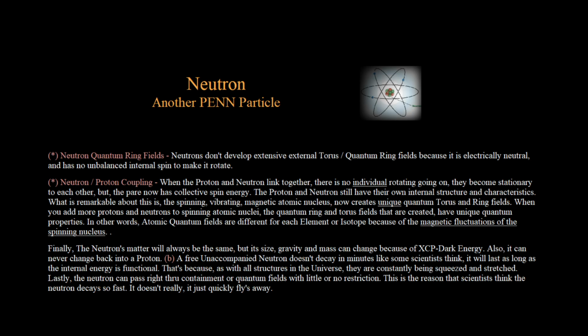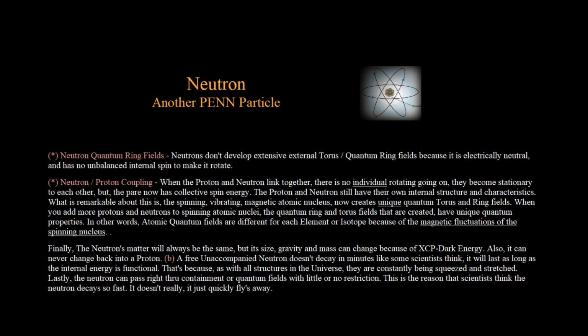Neutron-proton coupling. When the proton and neutron link together, there is no individual rotating going on, they become stationary to each other, but the pair now has collective spin energy. The proton and neutron still have their own internal structure and characteristics. What is remarkable about this is, the spinning, vibrating, magnetic atomic nucleus now creates unique quantum torus and ring fields. When you add more protons and neutrons to spinning atomic nuclei, the quantum ring and torus fields that are created have unique quantum properties. In other words, atomic quantum fields are different for each element or isotope because of the magnetic fluctuations of the spinning nucleus.